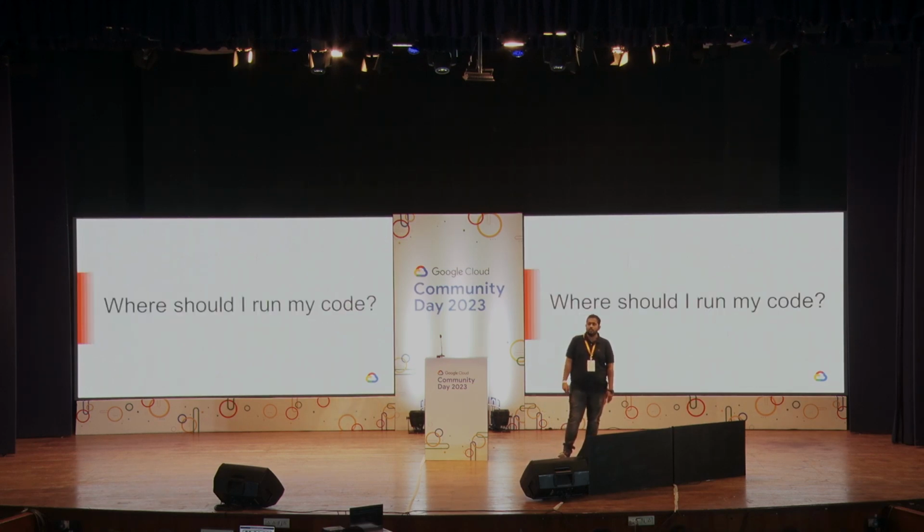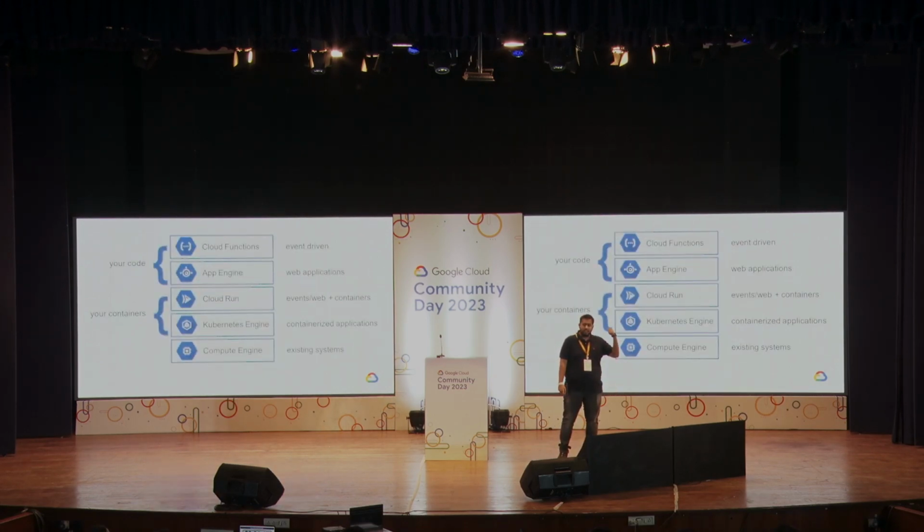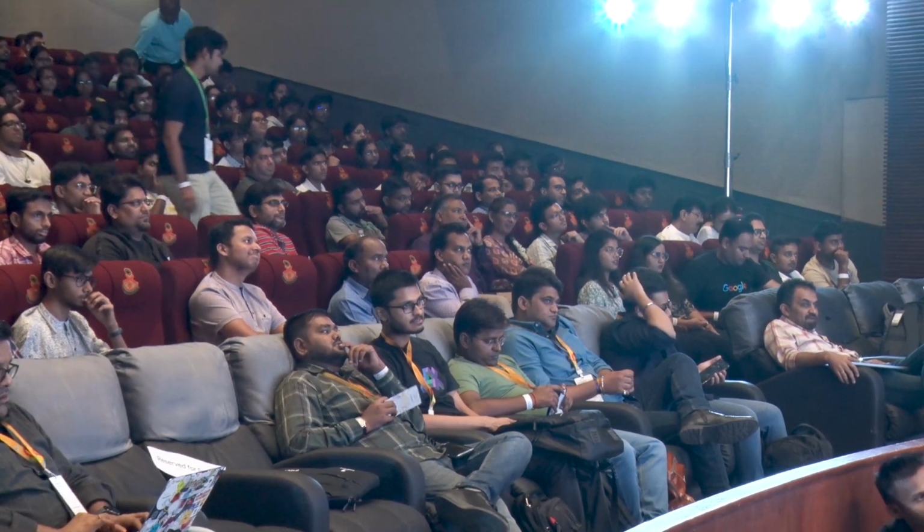So where should I run my code? Well, it depends. There are more things, and you have a lot of things to think about, right? Earlier I showed this, right? If you go for Cloud Functions, everything is event driven. For App Engine, it is all web applications. On Cloud Run, you have containerized web applications. Kubernetes is completely containerized applications, and for VMs, it is the existing system. You can just move it there, right? So it is clear till here?